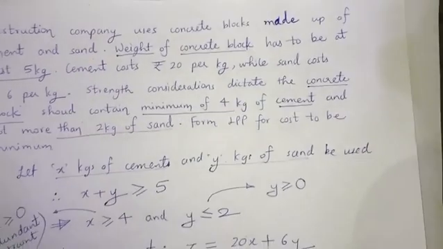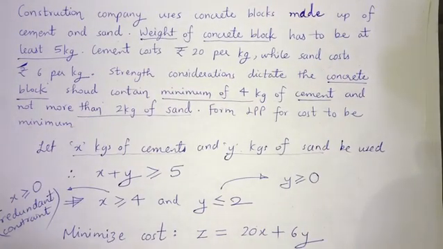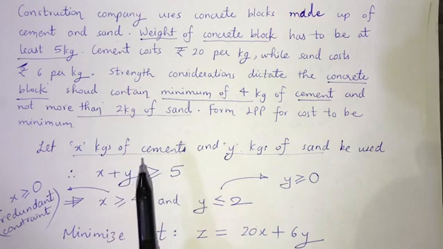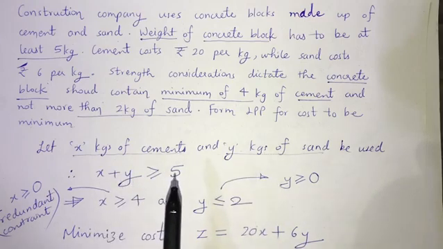Again, let us revise the problem quickly. The problem started from here. We had a construction company making concrete blocks made up of cement and sand. The weight of a concrete block has to be 5 kg. So that gives rise to this constraint: x plus y has to be 5. What is x? It is kgs of cement used. What is y? It is kgs of sand used. So x plus y has to be minimum 5.